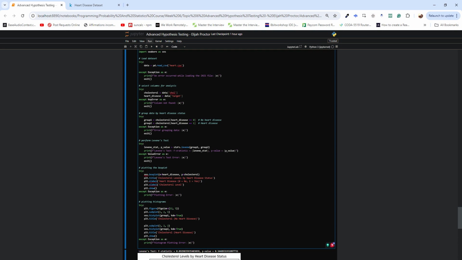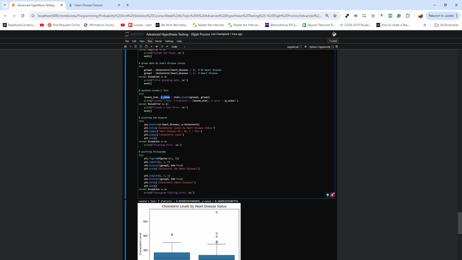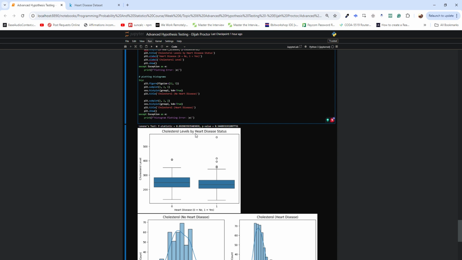And so this is our stats.levene function, passing in these two groups as arguments, and this gives us our Levene statistic and our p-value, which we print. Then we have our box plot, which shows the cholesterol levels by heart disease status, and then also our histograms, which has our cholesterol levels for those without heart disease and with heart disease, with the KDE overlay on the histogram. So let's talk about our results.